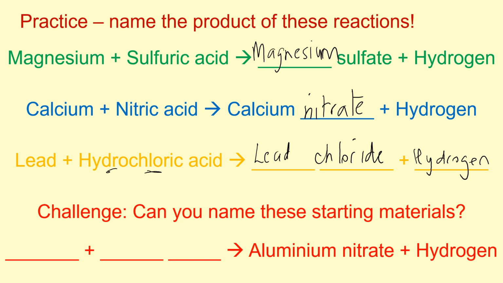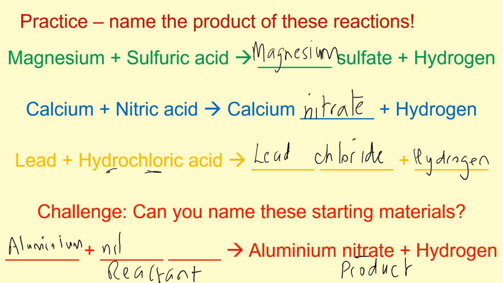Now, this time I've given you the products, but not the reactants. These are called your products, and we've got to work backwards to find out what our reactants, what our starting materials, are. So, if I break it down, I've got aluminium and nitrate. That means my metal must be aluminium. But because I've got nitrate, that indicates I must have nitric acid.